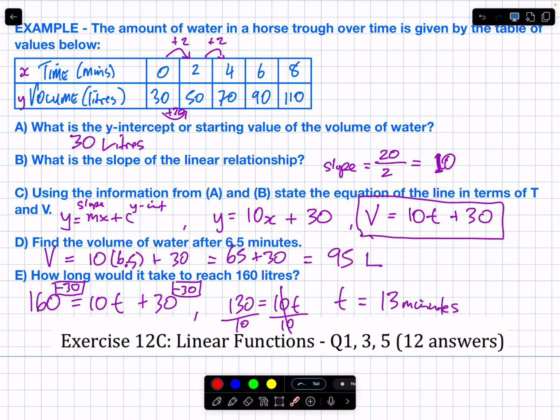Could we use that equation to work out the volume after a bajillion minutes? Probably. Just replace t with a bajillion and you'll get your answer, okay?